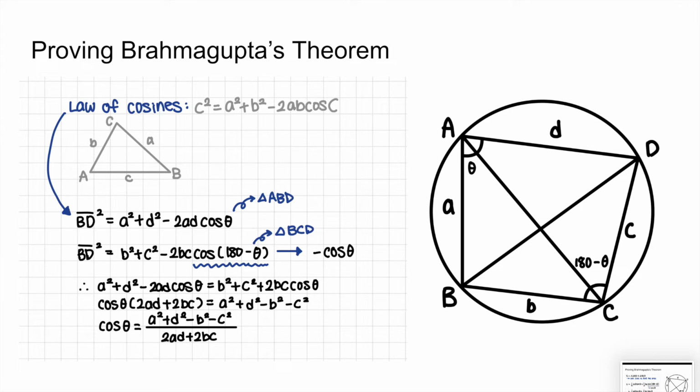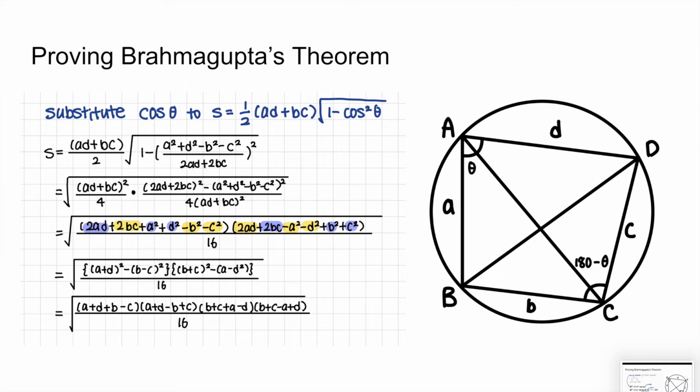And if you combine those two equations above, we can get a squared plus d squared minus 2ad cosine theta equals b squared plus c squared plus 2bc cosine theta. And if we transpose those terms, we get cosine theta times (2ad plus 2bc) equals a squared plus d squared minus b squared minus c squared. And if we divide each side by 2ad plus 2bc, we get the final equation shown below. So now we know the value of cosine theta.